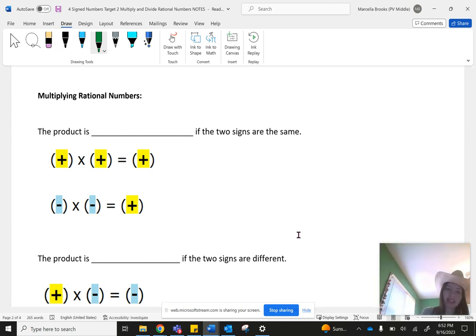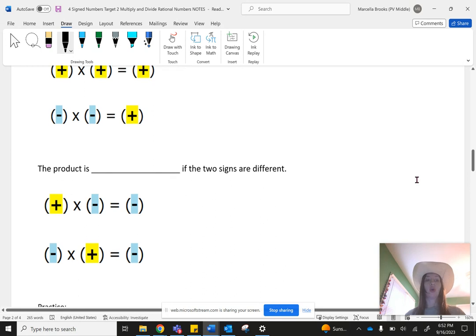The product, remember, product is the answer to a multiplication problem. The product is positive if the two signs are the same. So if you have two positives multiplied by each other, it's going to be positive. If you have two negatives, also going to be positive.